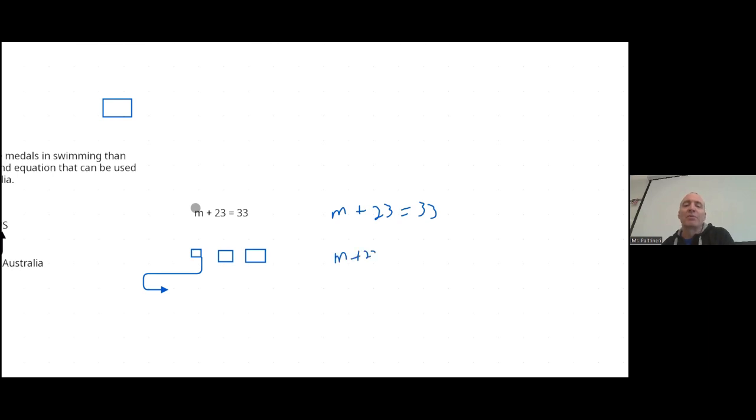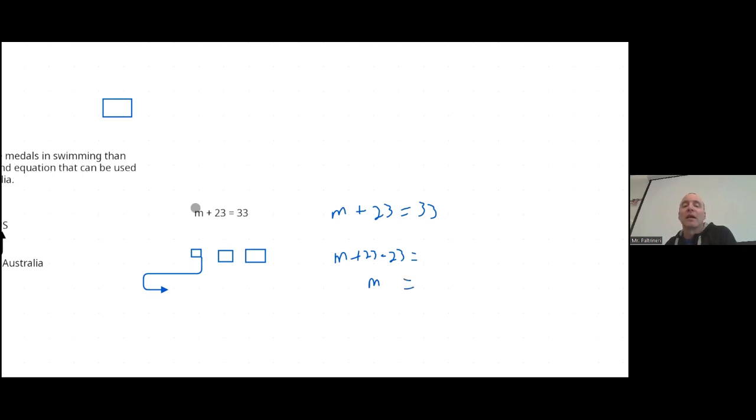How do we get rid of this plus 23? Well, we're going to do minus 23. Because what's 23 minus 23? 0. So we get m plus 0, which is just m. I don't need to write that 0.